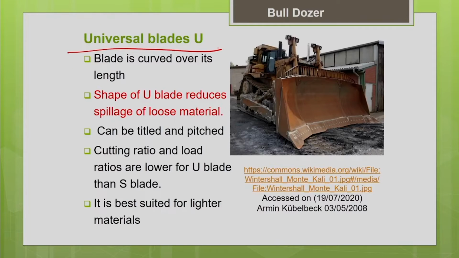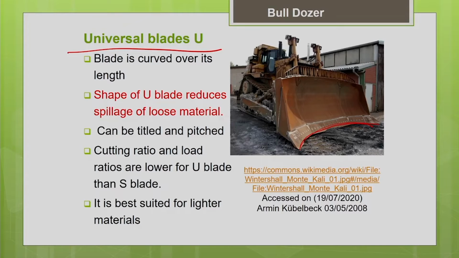Universal blade, U blade. This is what I mentioned a little bit earlier. This blade has a curvature in the horizontal plane also. All the blades have the curvature in the vertical plane. In addition, these blades also have the curvature in the horizontal plane. You can see the curvature in the horizontal plane in the form of a U. So what is the purpose of this U? So that I can contain the material within the blade. These are generally larger blades. Their dimension is very much bigger when compared to the straight blade.